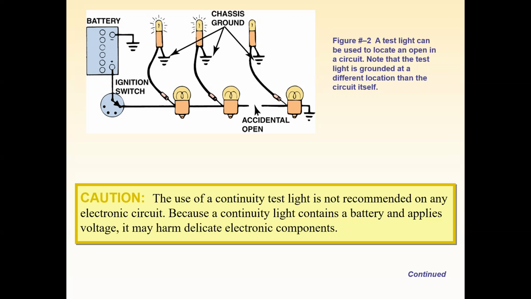Now here you can see in this diagram, there is a battery. The negative terminal of this battery is connected to the ground and the positive terminal is connected to the ignition switch.